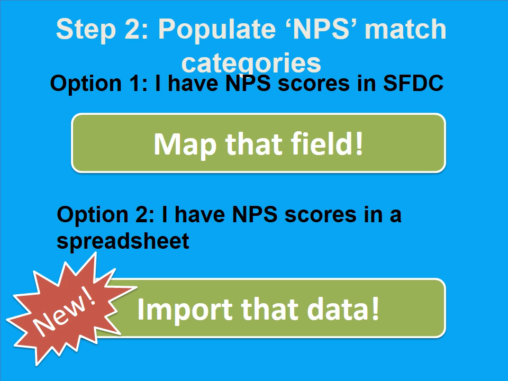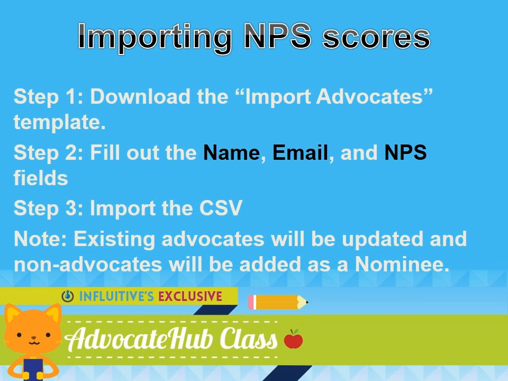Option 2 is a very new and exciting feature we have added just in time for this class. We can now import your NPS scores in a spreadsheet. So we could always import advocates into AdvocateHub in the past. But now, your pre-existing advocates, we can now update their match categories by uploading a CSV file. I'll show you how to do that later. And today we're going to focus on this particular avenue, importing the data using a spreadsheet. Okay, so how can we do that?